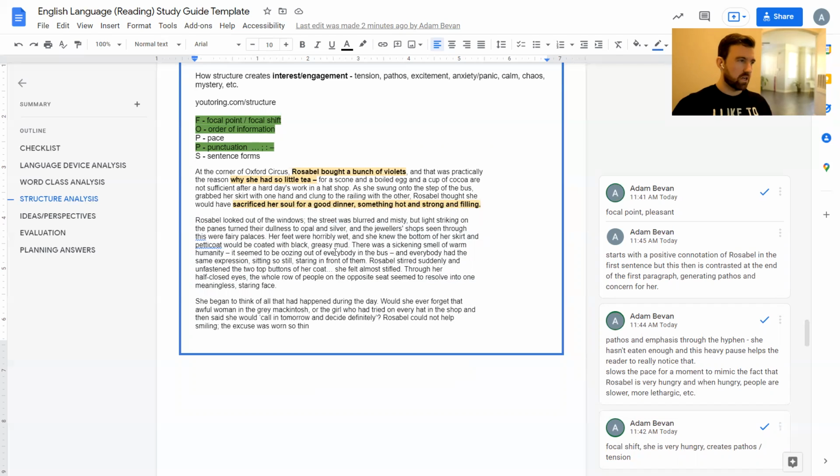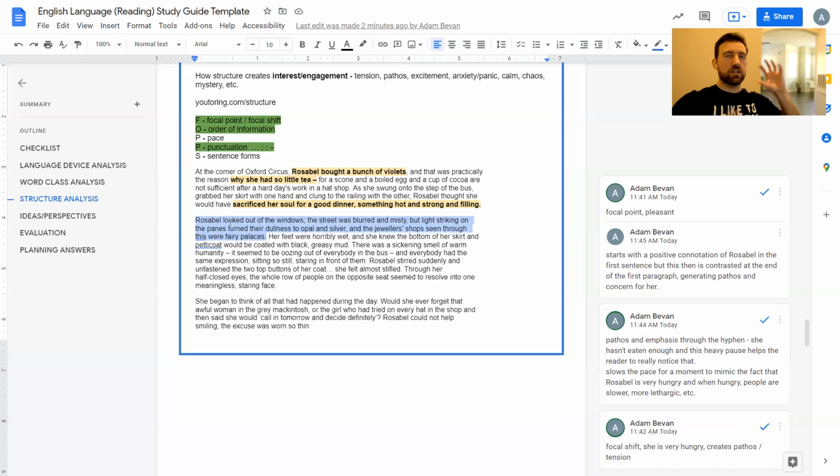So she's on the bus, she's looking out the windows, she sees the blurry, misty streets of London. There's a focal point, again: light striking on the panes turns their dullness to opal and silver. This is an interesting image because the streets are kind of blurry through the window of the bus, but they're also these beautiful colors of opal and silver. And they were even, she felt, like fairy palaces.